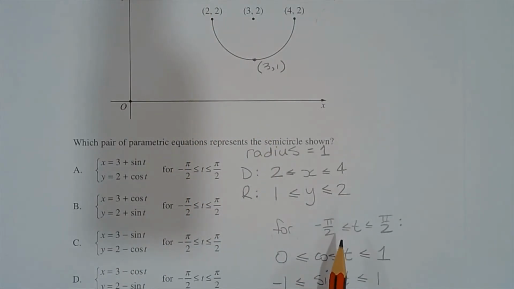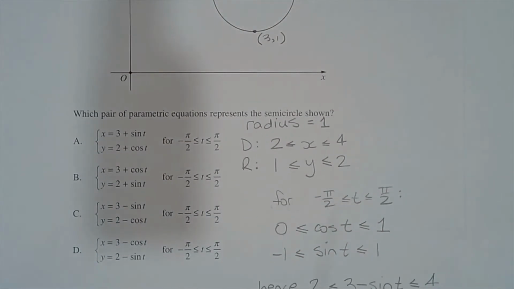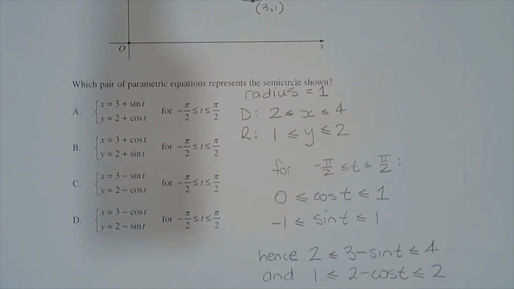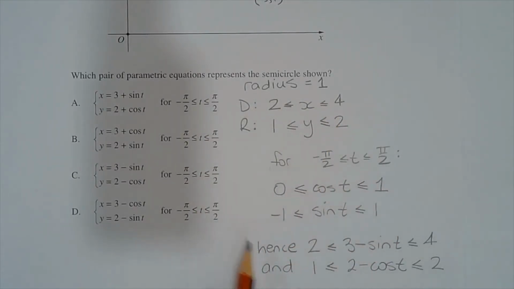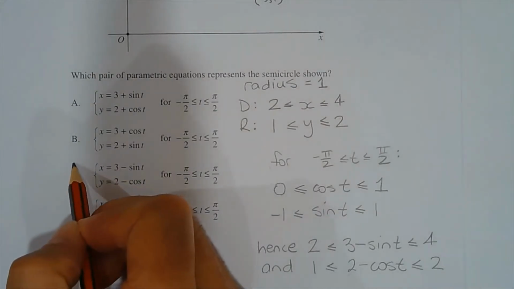Now for t greater than or equal to negative pi over 2 and less than or equal to pi over 2, cos t is greater than or equal to 0 and less than or equal to 1, and sine t is greater than or equal to negative 1 and less than or equal to 1. Combining the domain and range here with this result, we get 3 minus sine t is greater than or equal to 2 and less than or equal to 4, and 2 minus cos t is greater than or equal to 1 and less than or equal to 2. Hence the answer is option C.